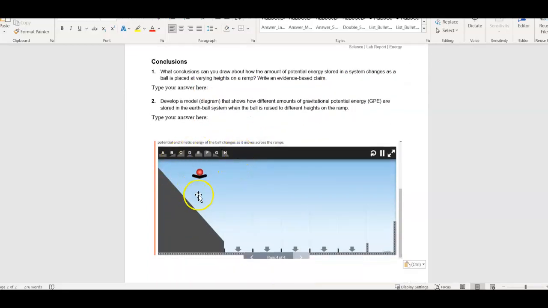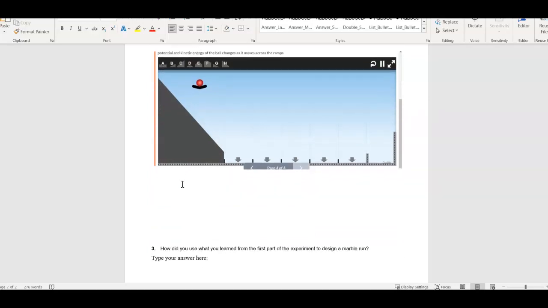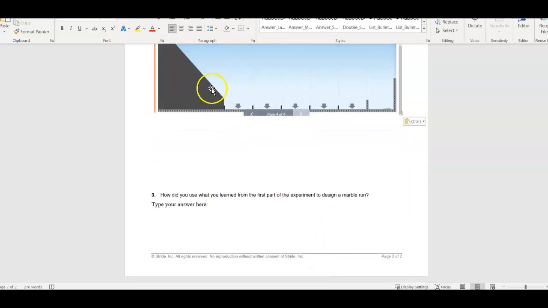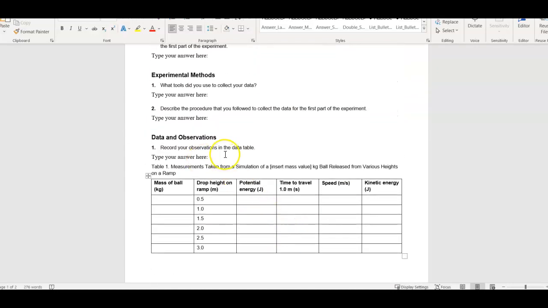You've got your model here. It says develop the model that shows the amounts. So you can snip that in. And then you can write how you used what you learned to design that. So you're going to tell me here how we figured out what was going to work. And make sure everything else is answered.